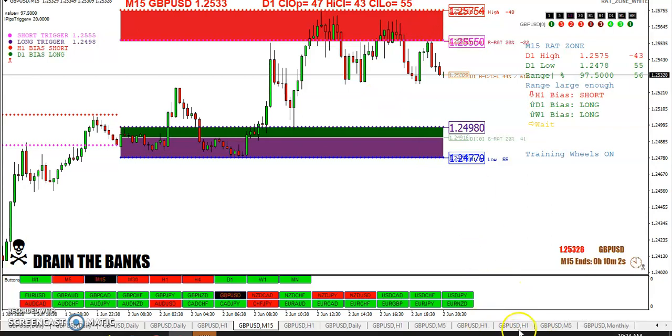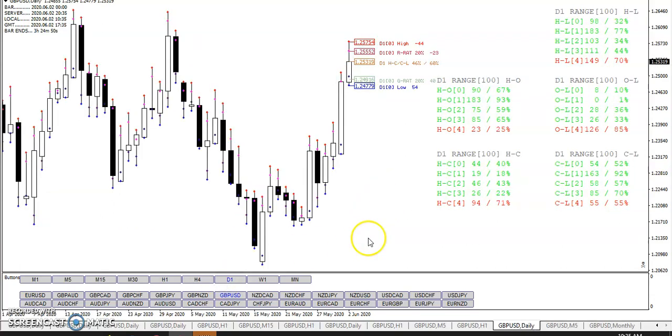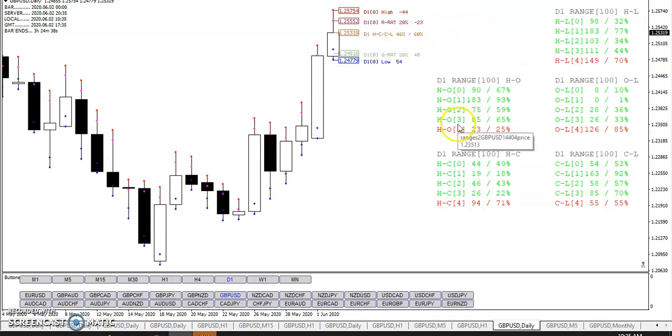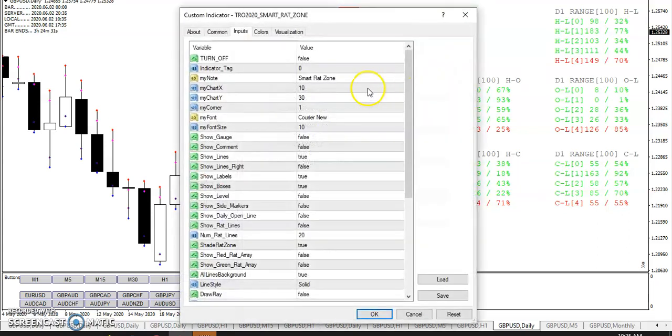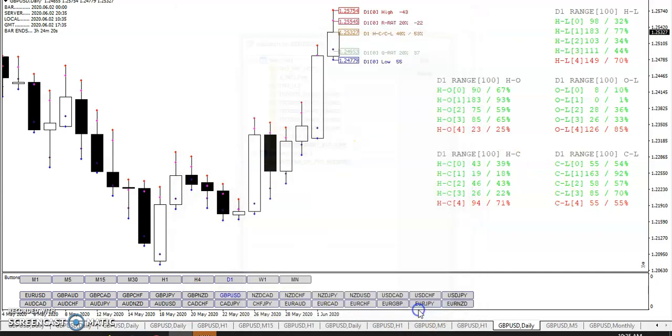Now, yesterday I also showed you the smart range and how you would use that. If we click over to the daily right here, you can see for the high minus close, it's at 46, or now it's at 45. The only difference is this indicator. I usually use 250 because that's a full year's worth of data, but over here I used 100. So let me switch the test bars to 100.